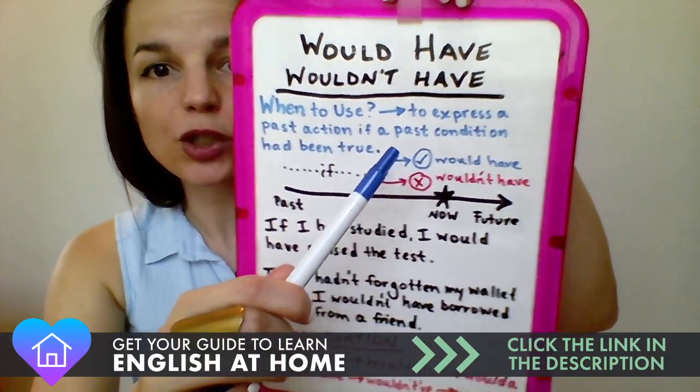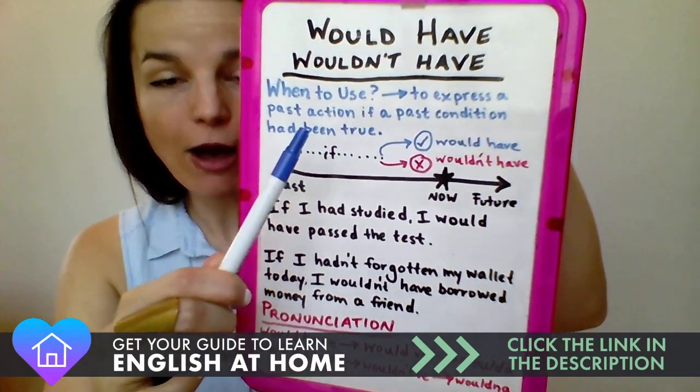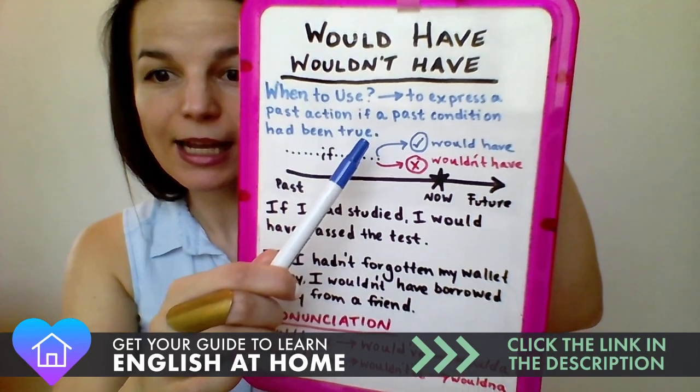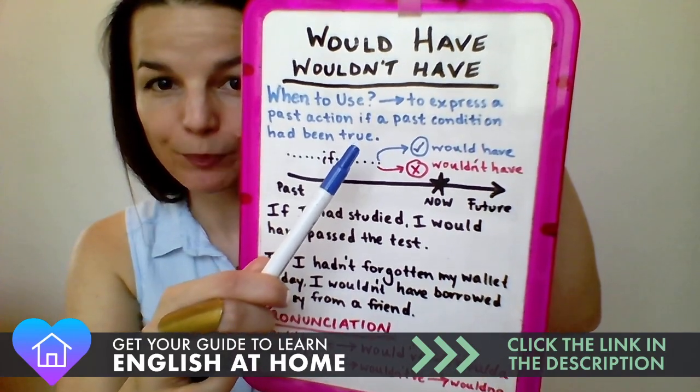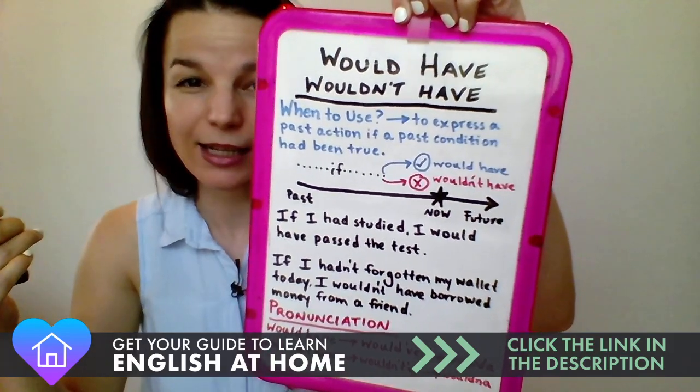When do we use would have and wouldn't have? We use these to express a past action if a past condition had been true. So I know that this is kind of difficult to imagine, like what does this mean exactly?